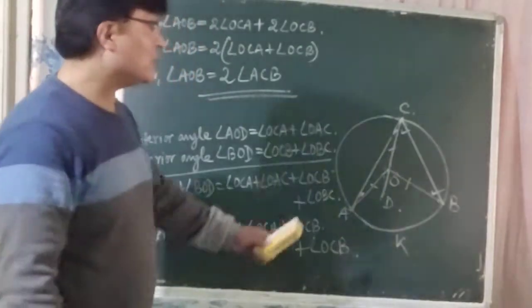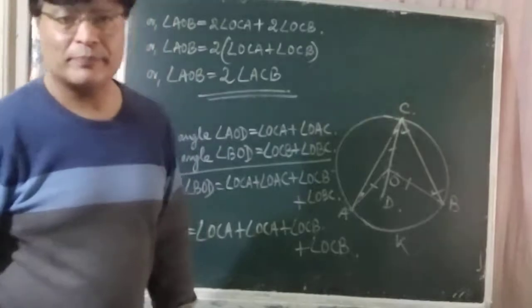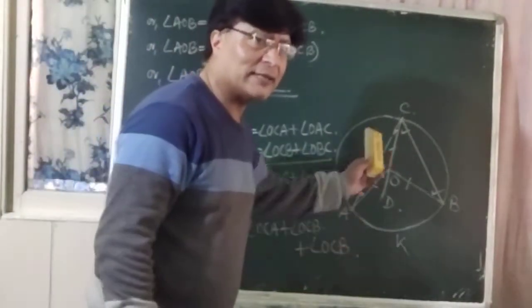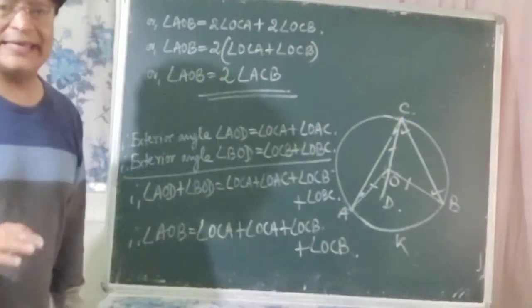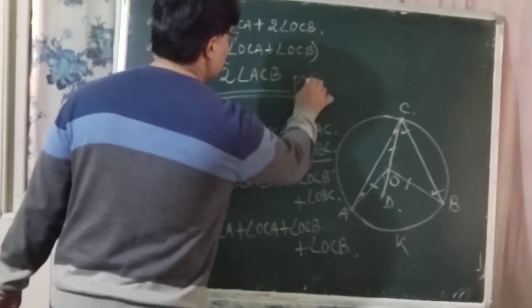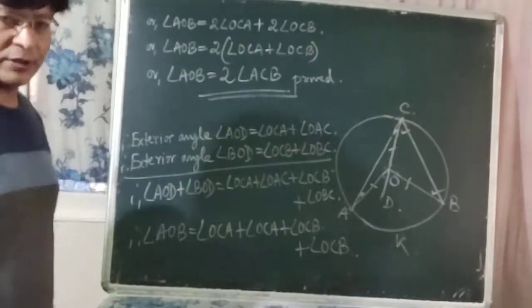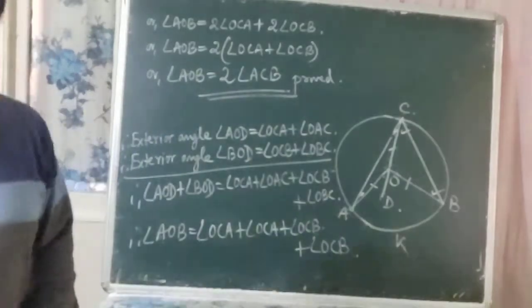So we have proved that the angle subtended at the center O of the circle by an arc AKB is equal to twice the angle subtended at the remaining part of the circle by the same arc AKB. So it is proved. This is a very important theorem, so we can revise it at home. We'll do the next theorem now.